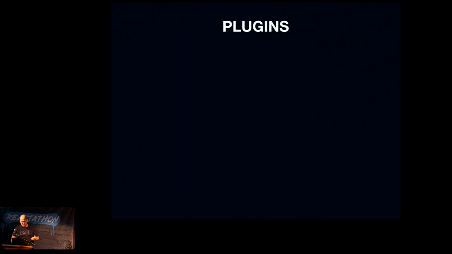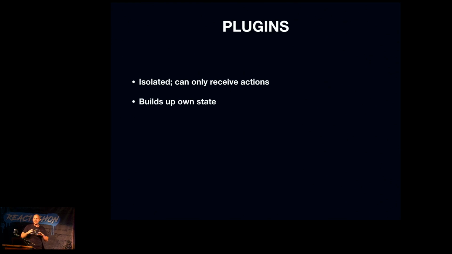So the plugins part of this architecture, they're isolated from the world. They don't have access. The only thing they can do is receive actions. They build up their own state, and this is crucial, right? Like I said, the isolation model should allow us to put the plugins in a worker or somewhere else on the internet. And so they should build up their own state from the actions that are flowing through the system. And they can do side effects via something we call receivers, which I'll introduce in a second.